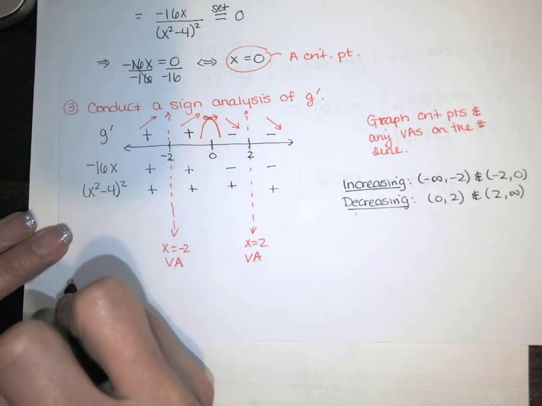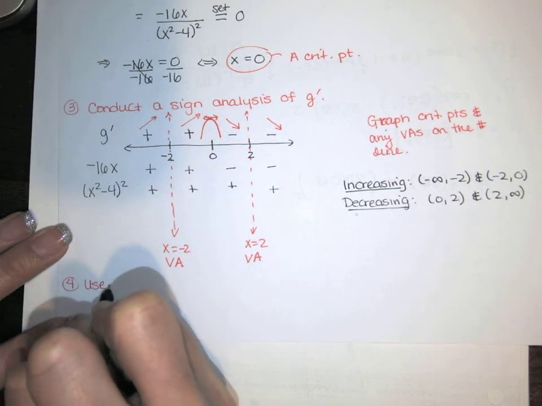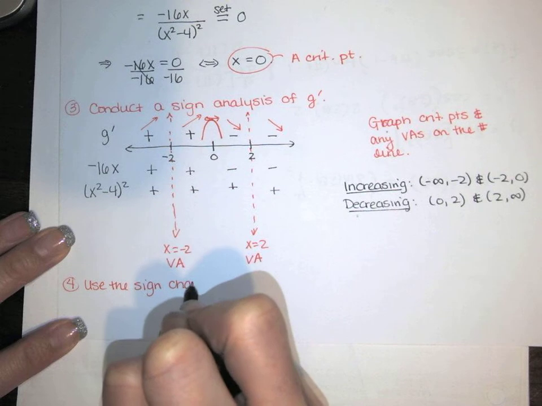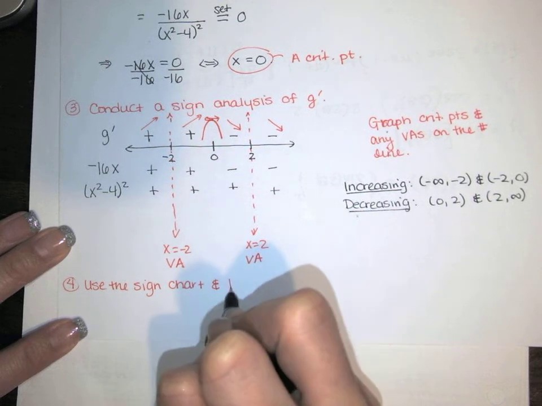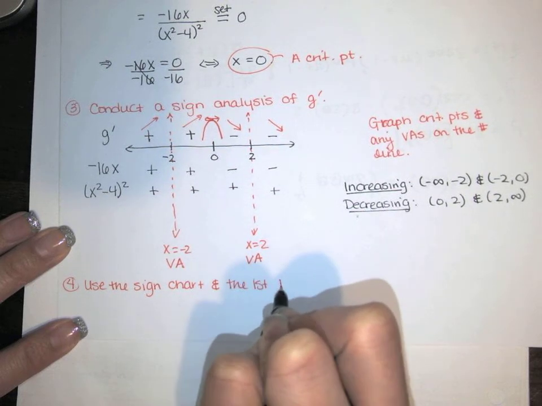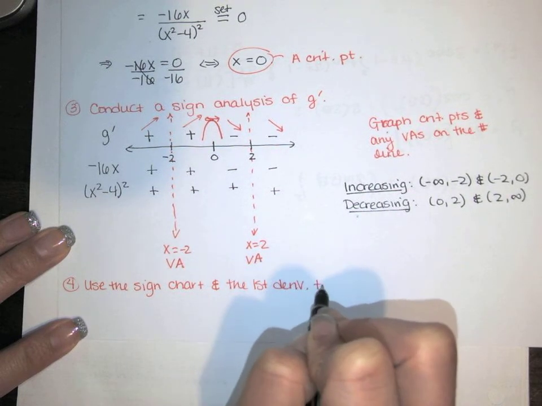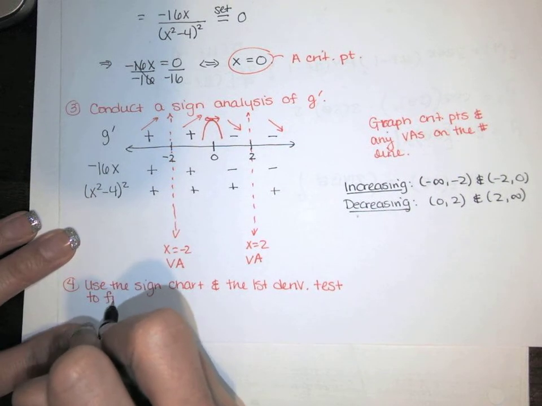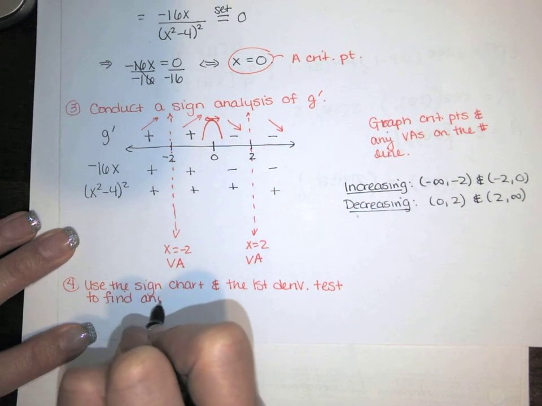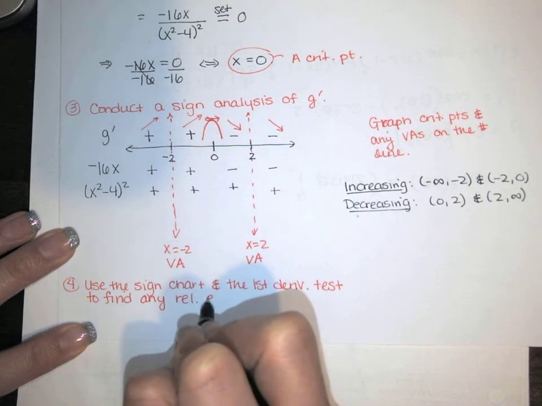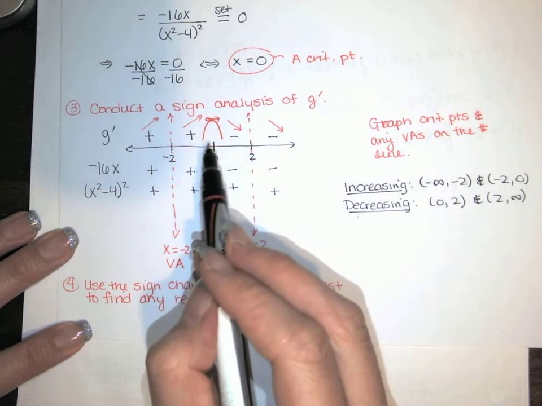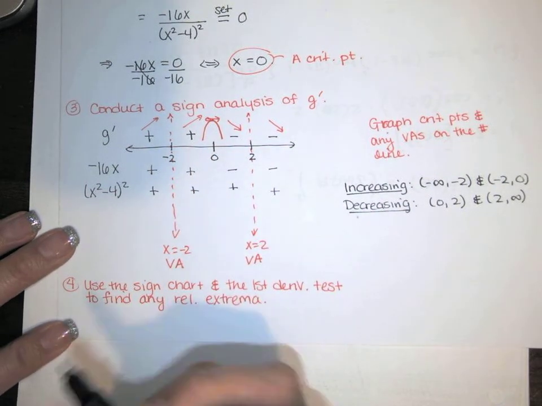So I'll say our next step is to use the sign chart and the first derivative test to find any relative extrema. And it looks like we only have one. We've got a relative max at x equals 0.